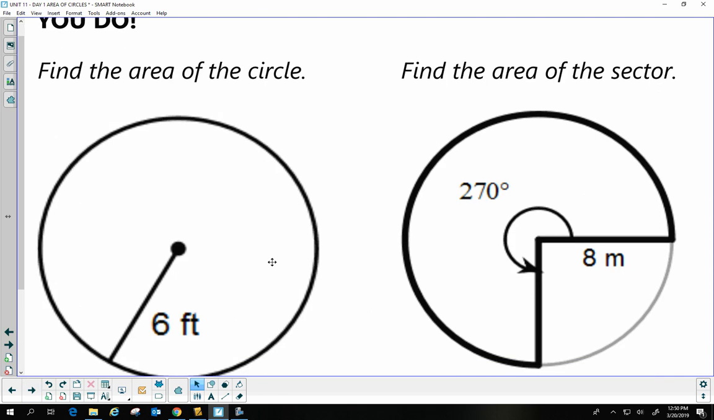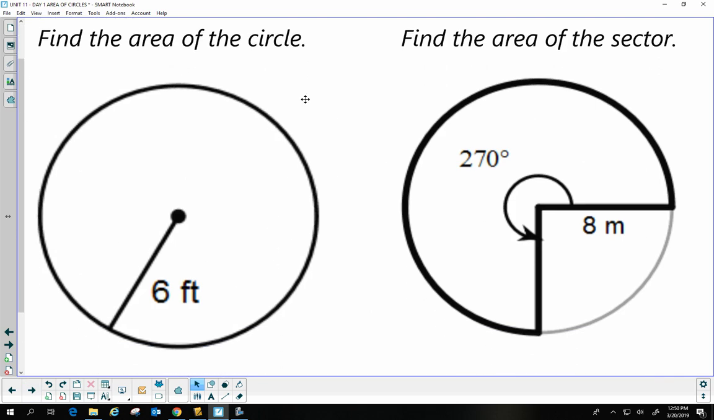So I have two I want you to do. I want you to find the area of this circle, and then I want you to find the area of this sector. Give it a shot. If you have questions, make sure you're ready to ask them in class.